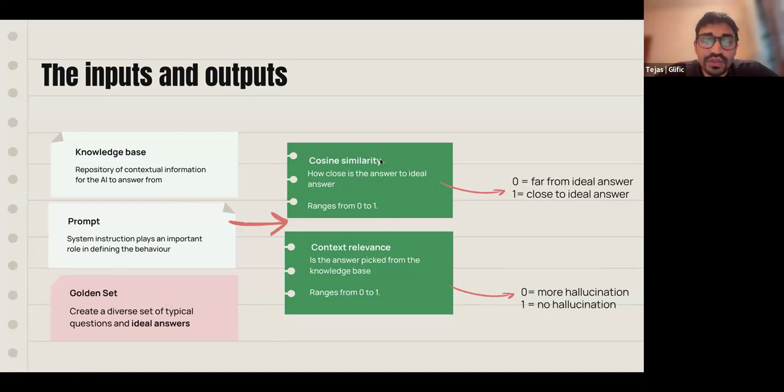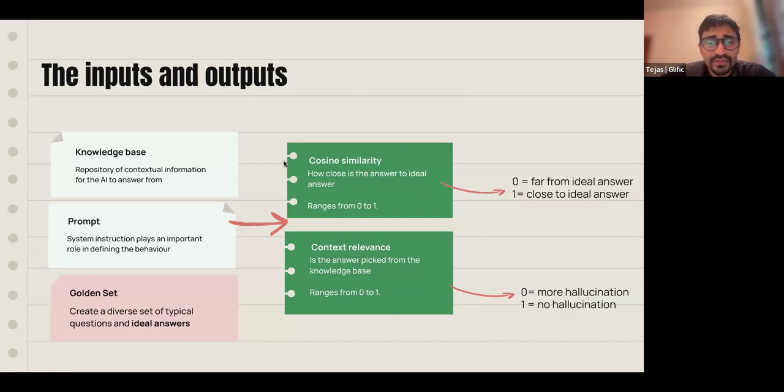What we get as output is cosine similarity and context relevance. You can think of these as two numbers that range from 0 to 1. Cosine similarity gives an indication of how far or close the AI-generated answer is to the ideal answer. For context relevance, a value closer to 1 indicates no hallucination, meaning most or all of the answer is picked from the knowledge base. Those are the two metrics we'll get.